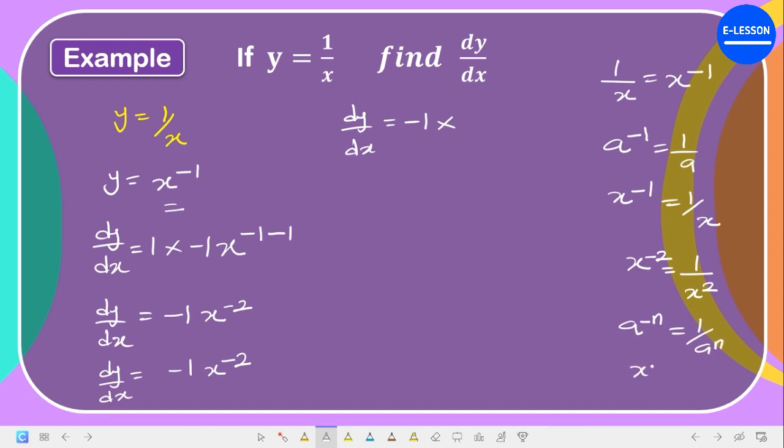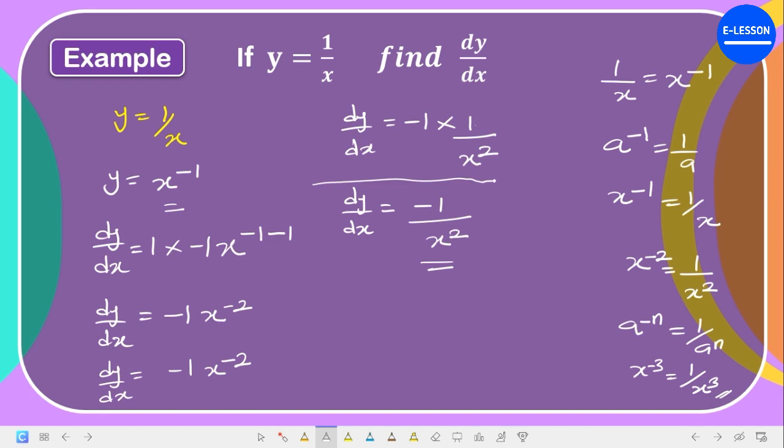So if I have x raised to the power of minus 3, this gives us 1 over x raised to the power of 3. So coming here, x raised to the power of minus 2 can be written as 1 all over x raised to the power of 2. Minus 1 times 1. This will give us dy over dx is equal to minus 1 all over x squared. And this is the final answer to this question.